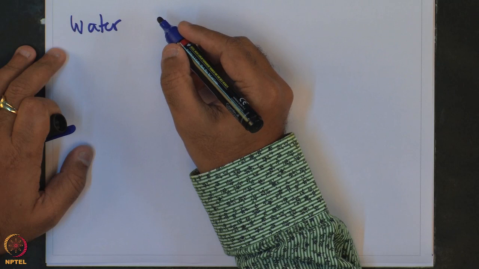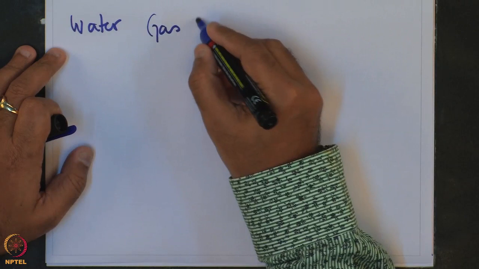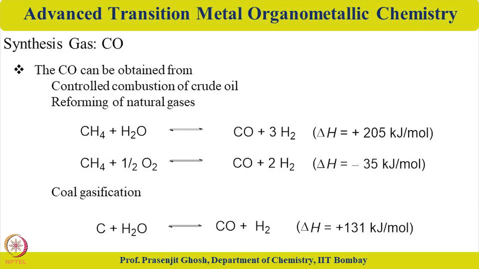In our past discussion, we have also looked at the various methods which contribute to the CO in synthesis gas, and they are generally from three sources, which are mainly controlled combustion of crude oil, reforming of natural gas, or coal gasification. The controlled oxidation of crude oil gives the synthesis gas, which is carbon monoxide and hydrogen, and coal gasification is the reaction of carbon with water to give CO and H2, and of course the reforming of natural gas.